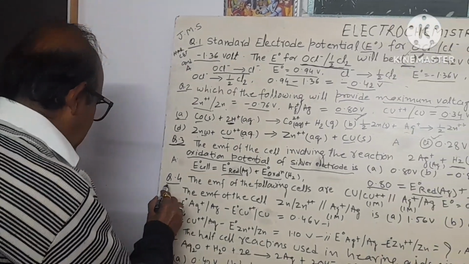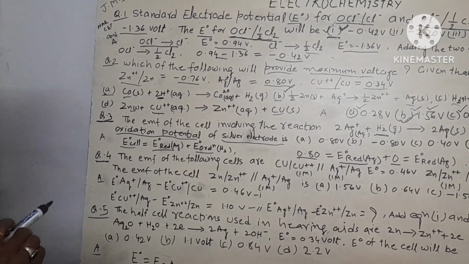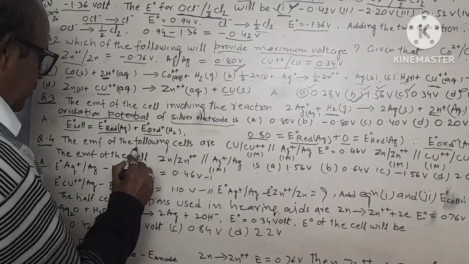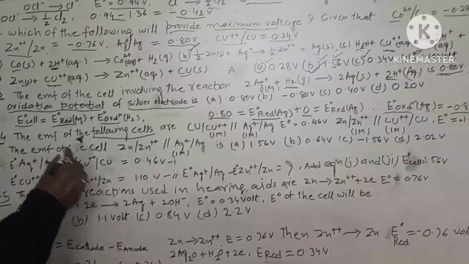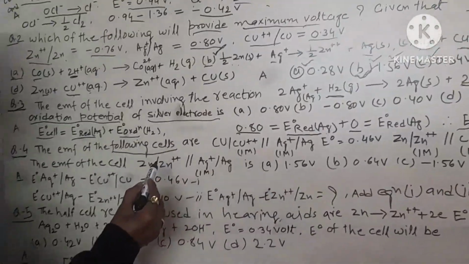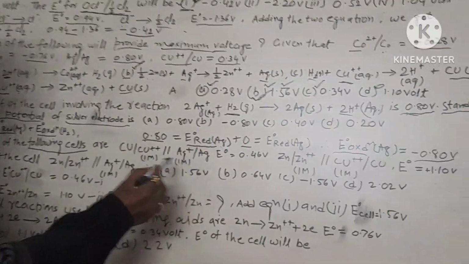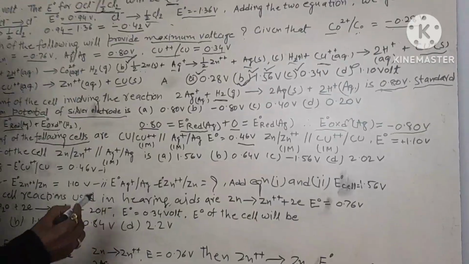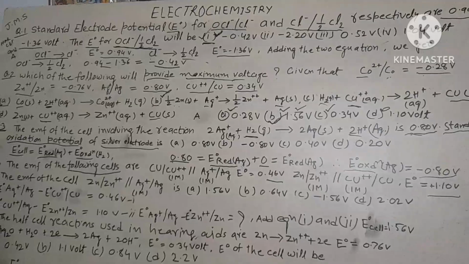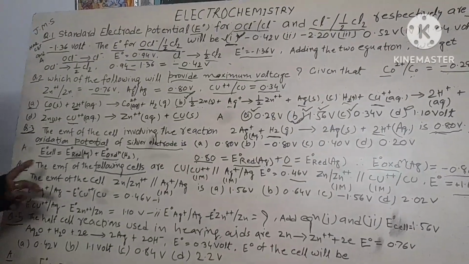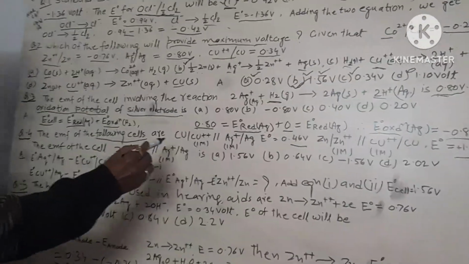Now question number 4 I am discussing. Listen carefully to the question. The EMF of the following cells are... again, the question is long. How many cells are there? You can see one cell, and after that this is the second cell. Two cells are given.